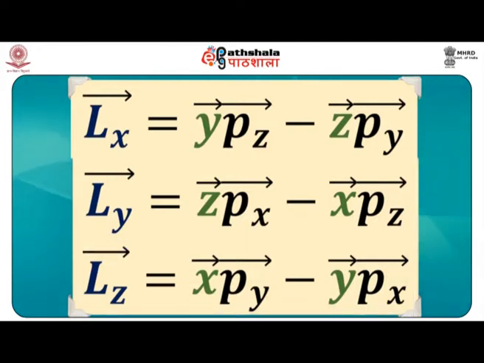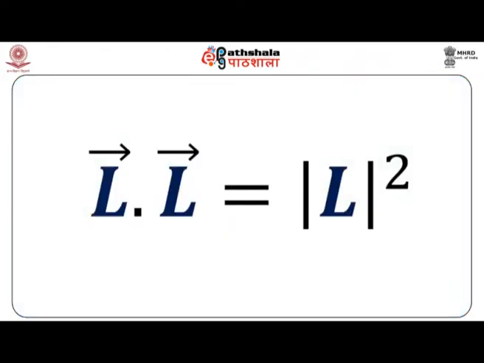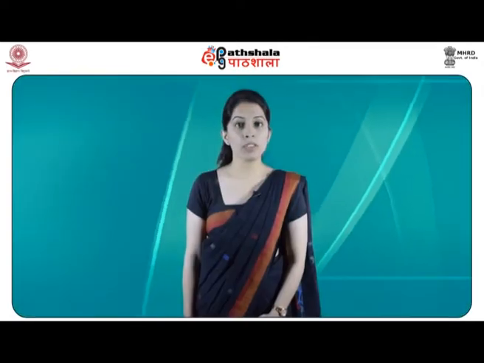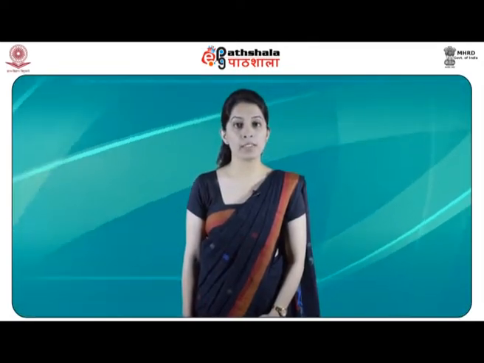It is important to note that the direction of angular momentum is always along the axis perpendicular to the plane of rotation. That means if the object under consideration is in the yz plane, then the angular momentum is directed towards x-axis, and so on. And with this, the magnitude of angular momentum is obtained by taking dot product of L with itself. L dot L gives L square, which on solving gives Lx square plus Ly square plus Lz square. It is important here to note that the magnitude is a scalar quantity.